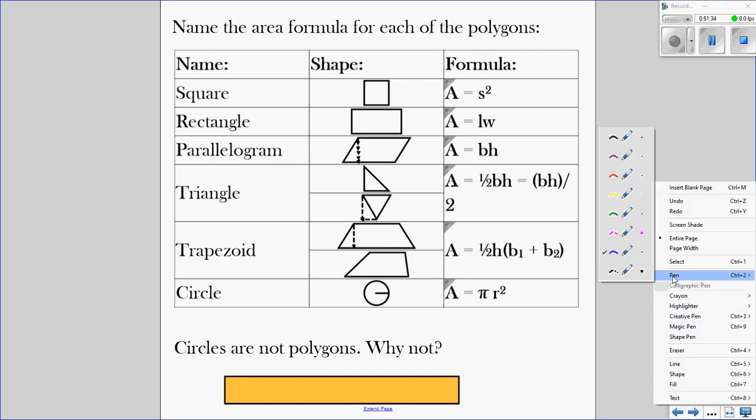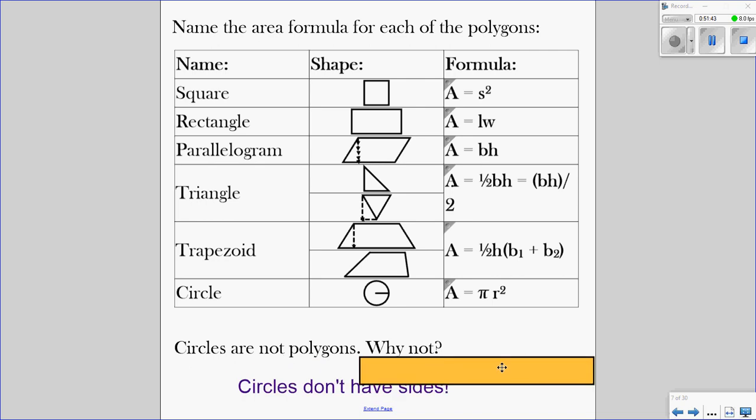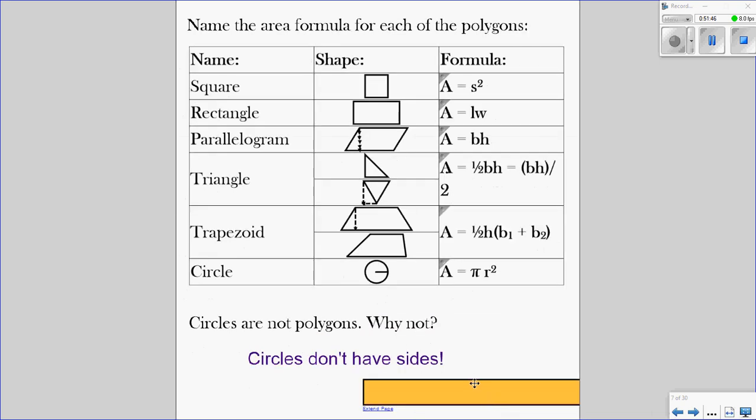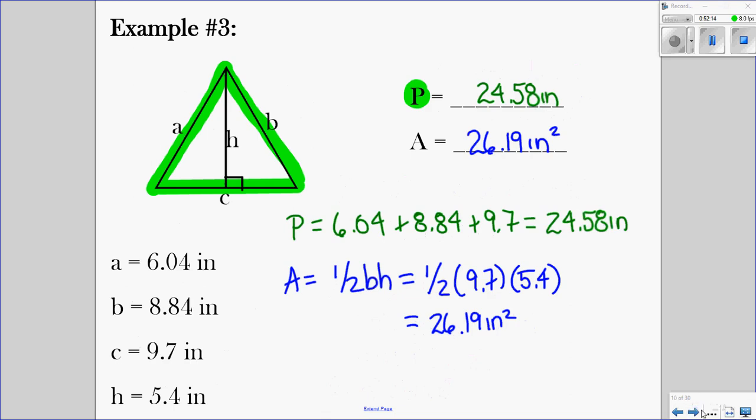And there was a question here where it says circles are not polygons. Why not? The reason is they don't have sides, so they're not a polygon. Polygons have no curves. Circles have curves, so they're not a polygon. So we learned about the area, we learned about the perimeter. Perimeter, especially with trapezoids and triangles, you add the outside, not the height. I don't want to see you adding the height when it comes to perimeter.